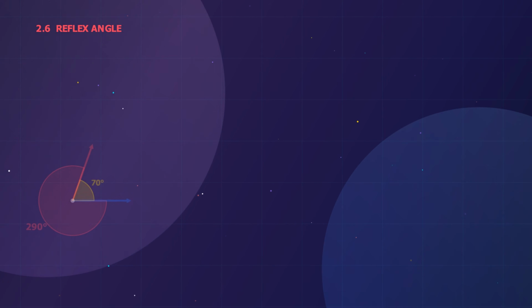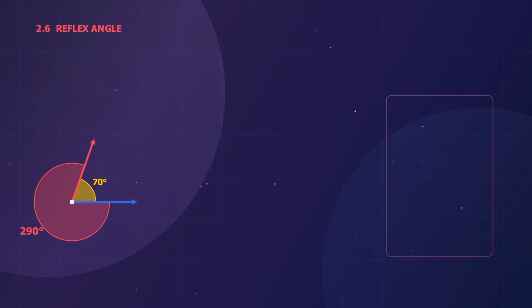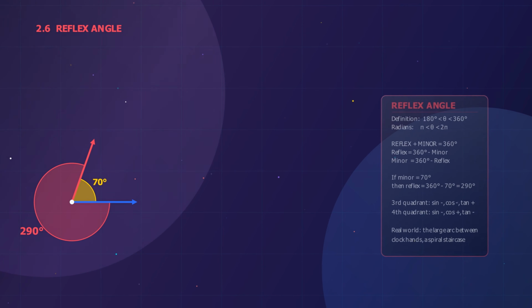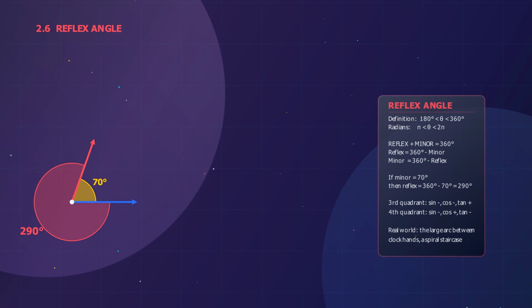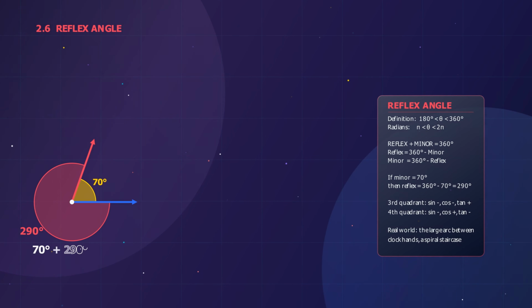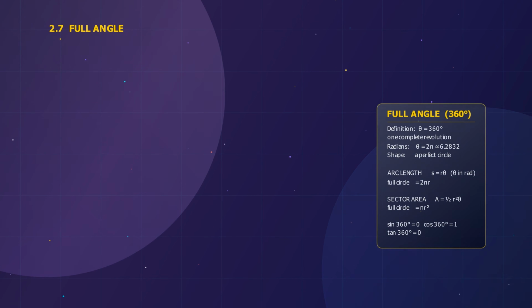Welcome to the secret of geometry, the angle most students never see. The reflex angle. We almost always focus on the smaller arc, but there is always a bigger arc on the other side. That larger arc, measuring more than 180 degrees, is the reflex angle. The shadow angle: 70 degrees plus 290 degrees equals 360. Always.